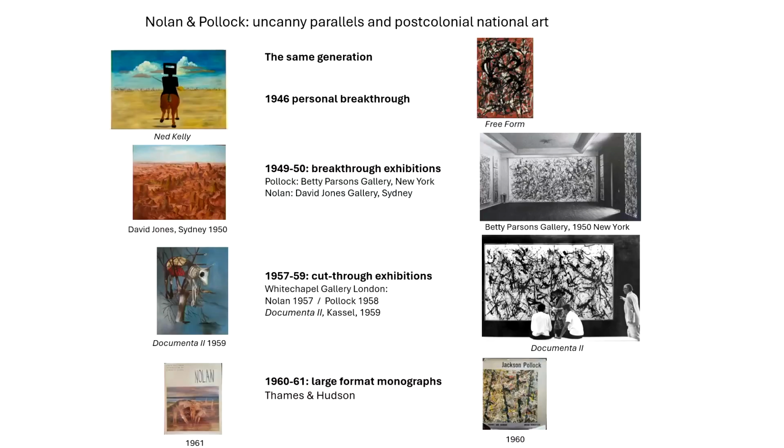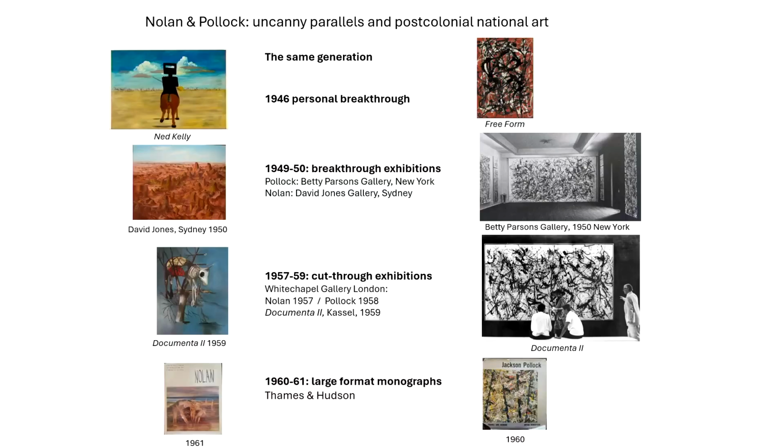Now, the interesting thing that surprised me was there are these uncanny parallels between Nolan and Pollock in terms of their careers. In 1946, they both do their breakthrough painting. It's Ned Kelly for Nolan. It's pure abstract art. This is Pollock's first abstract painting, 1946, straight at the end of the war. They both have breakthrough exhibitions in 49 and 50. By breakthrough exhibitions, I mean exhibitions where the critics suddenly notice them and start saying, these are interesting, we should keep our eye on these artists.